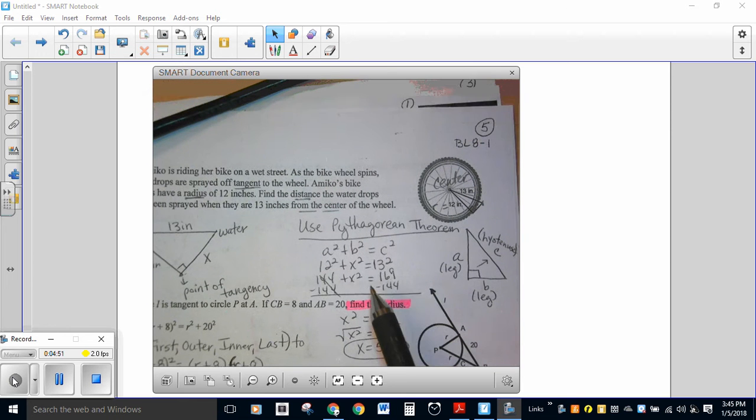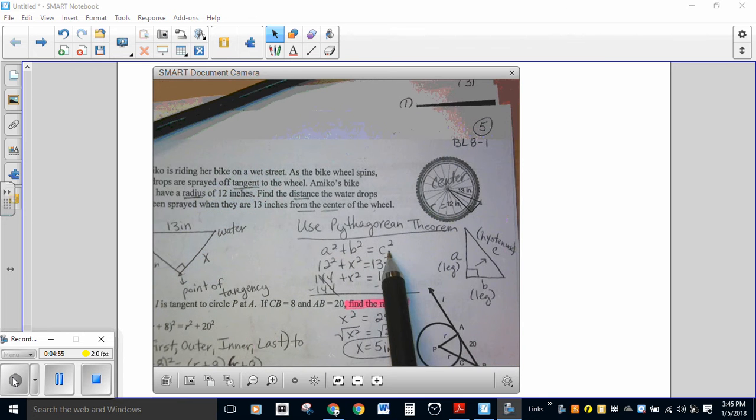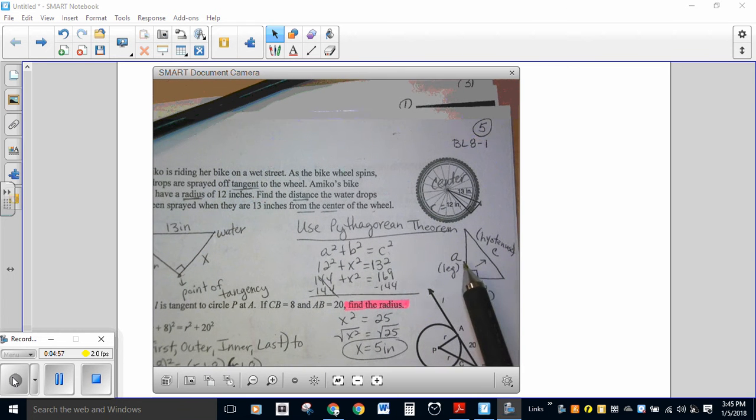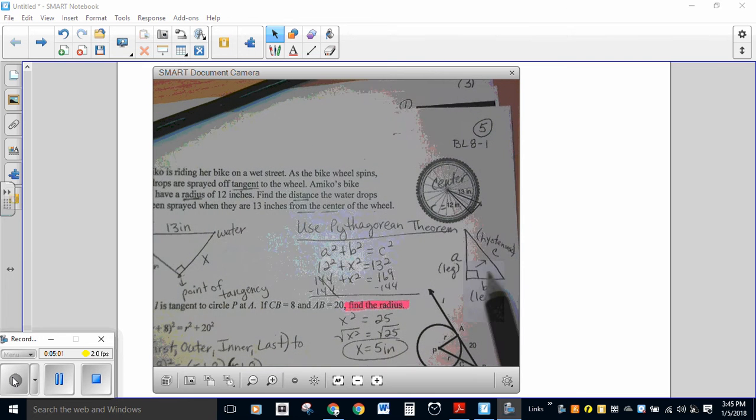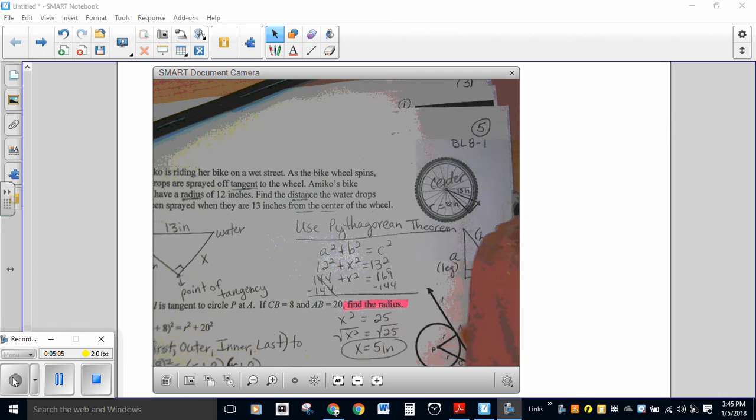Remember, the Pythagorean theorem says a squared plus b squared equals c squared. In our right triangle, A and B are the legs. That's the part that makes up the right angle. C is the hypotenuse, and I misspelled that. I apologize. Hypotenuse. Okay, and that's represented by the side C.